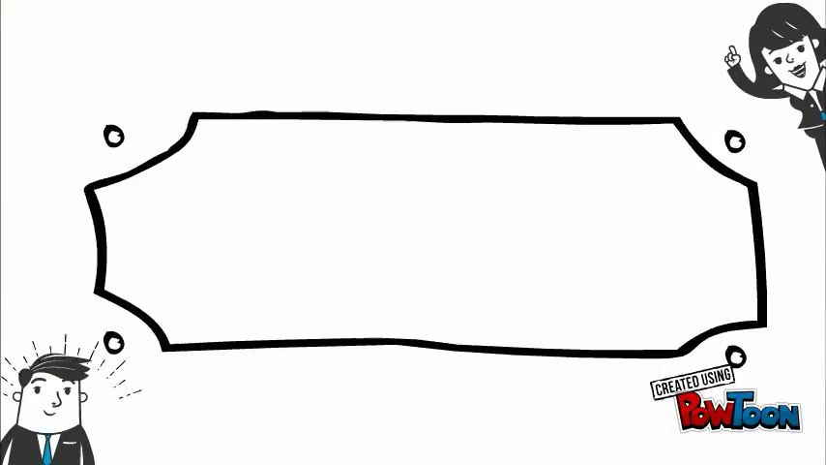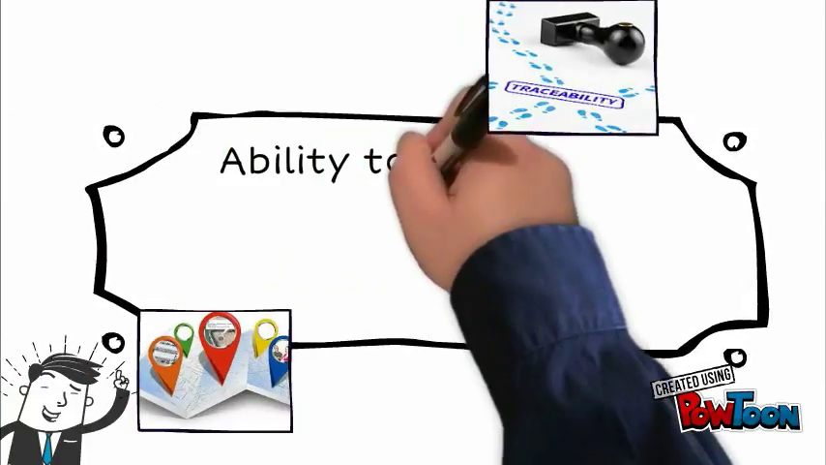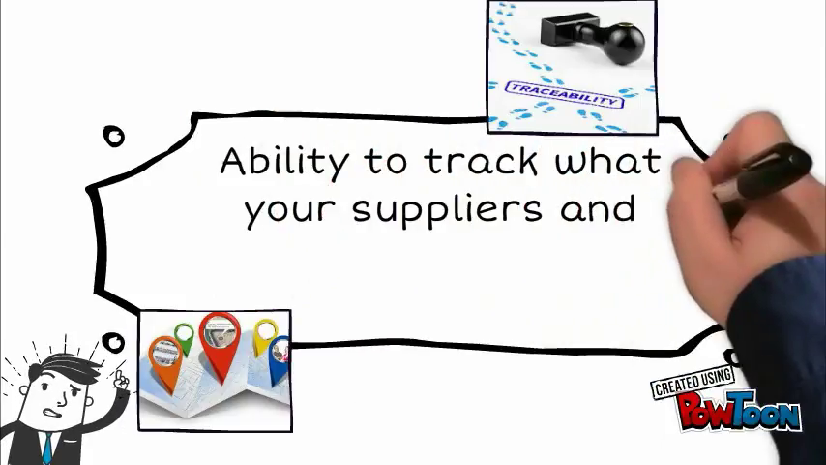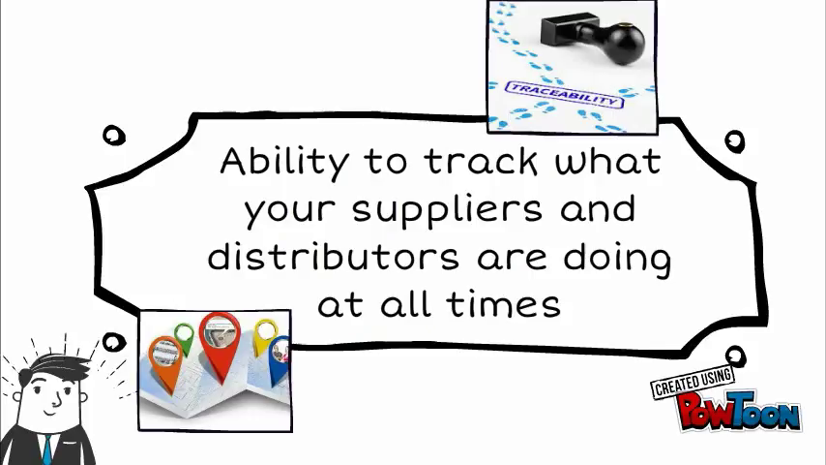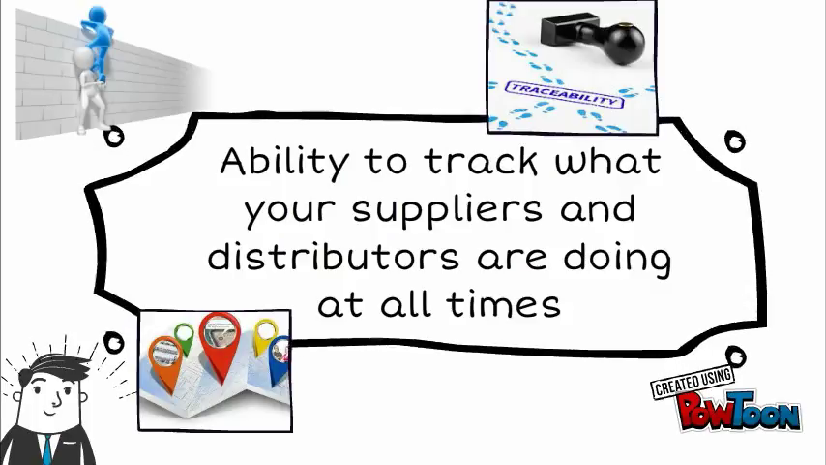Lastly, it can enhance collaboration within the organizational task. It gives you the ability to track what your suppliers and distributors are doing at all times and vice versa. It links up all the business software systems at remote locations that dramatically improve collaboration among supply chain partners.